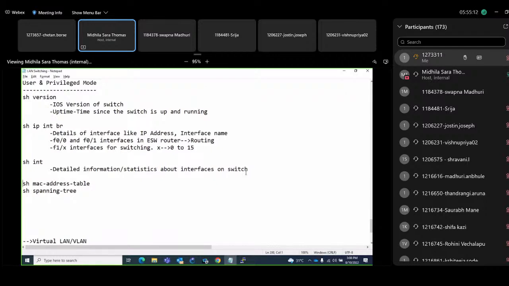Now these two, please write them down. We are not going to show it now. Please write it down, we will use it later. It is the MAC address table. It is used to display the MAC address of the switch, but we will see it later. And spanning tree also, write down the command, what it is used for, we will see tomorrow only. Show MAC address table, show spanning tree. Write it down, give me a thumbs up.